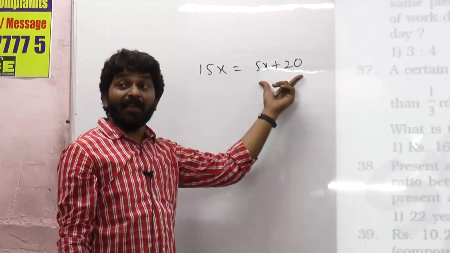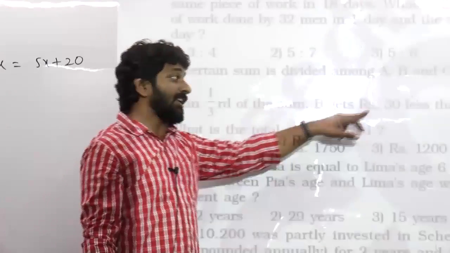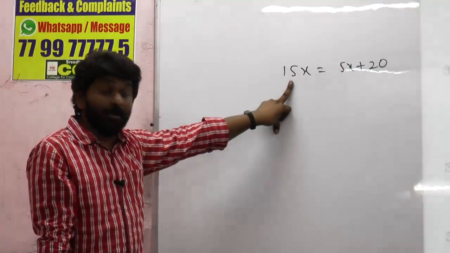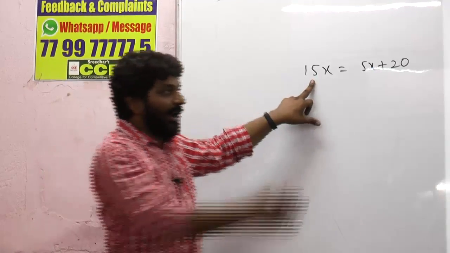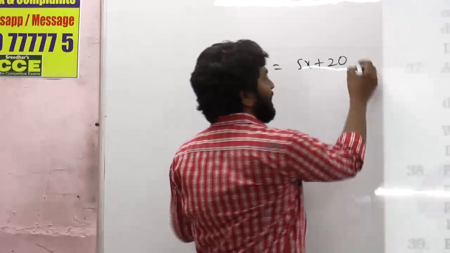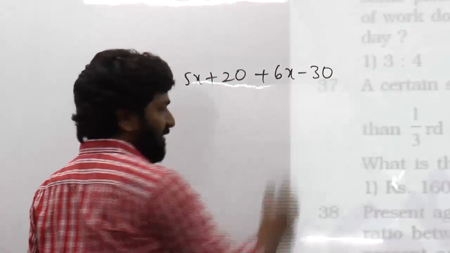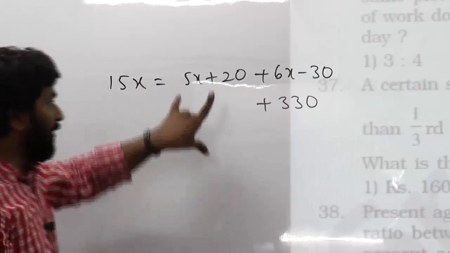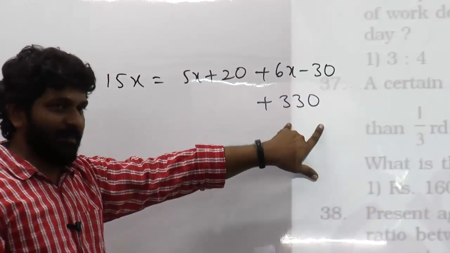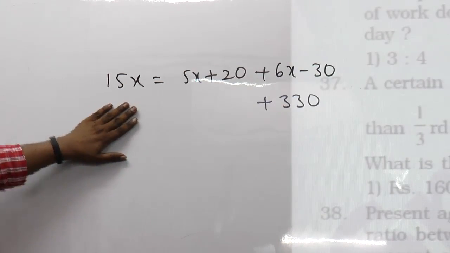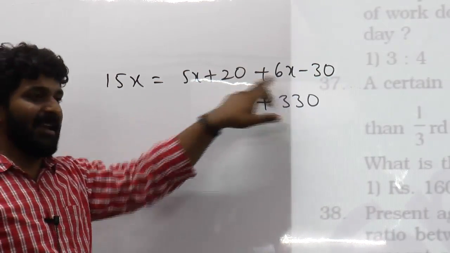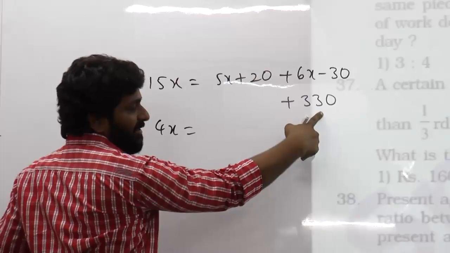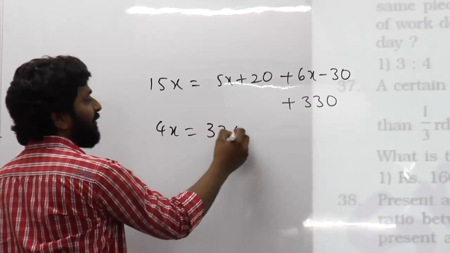This is the amount received by A, and now the amount received by B. B gets 30 less than 2/5 of the sum. What is 2/5? First of all calculate 1/5. What is 1/5? 3x. 2/5 is 6x, and B is getting 30 less than 6x, so that will be 6x minus 30. And C is getting 330, plus 330. Amount received by A, amount received by B, amount received by C, add everything, that will be equal to the total, that is 15x. 5x plus 6x, 11x. 11x comes to the left hand side, that becomes 4x, which is equal to, minus 30 plus 30 cancel, you have 320 here.